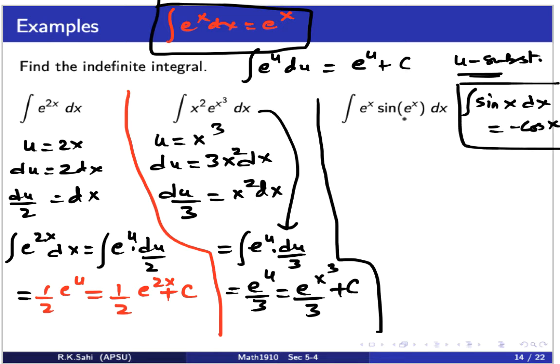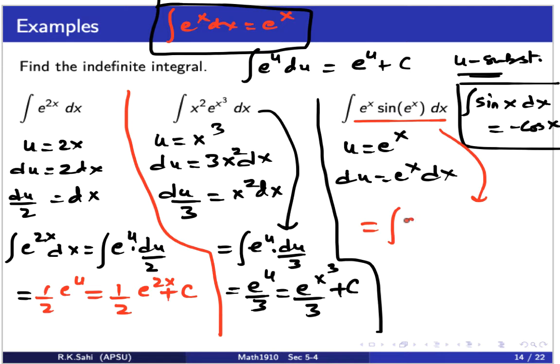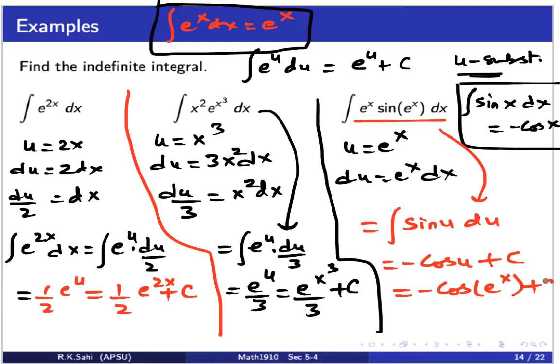Now you have a scenario where it is different than x here. So put that as a u. So u equals e to the power x. So what is du? e to the power x dx. So now our integral which was given becomes sine u du. Now the integral of sine u is minus cosine u plus c, but remember, in the final answer you have to change your u to x. Minus cosine e to the power x plus c.